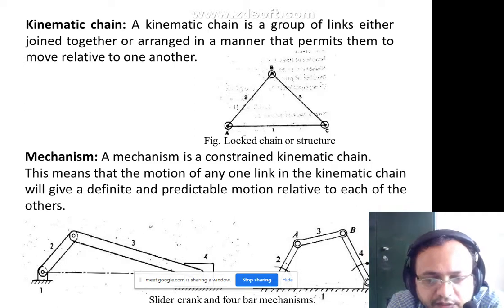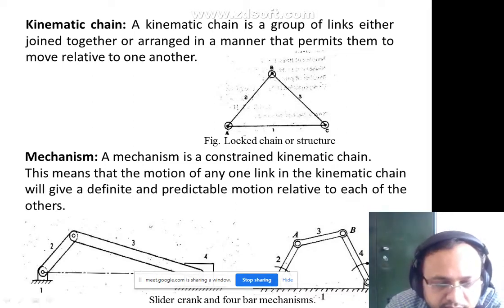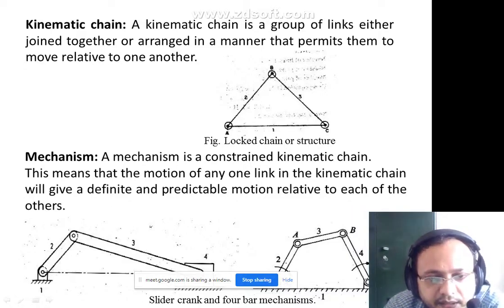For your syllabus you will be studying only these two mechanisms: the slider crank mechanism and the 4-bar mechanism. The first figure is the slider crank and the other is the 4-bar mechanism. Studying the mechanism is very important because a number of mechanisms are connected to run a machine. When a number of mechanisms are created in a machine, then you will get some output from the machine.